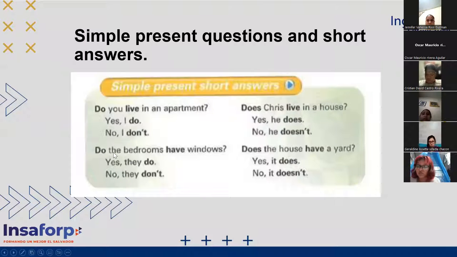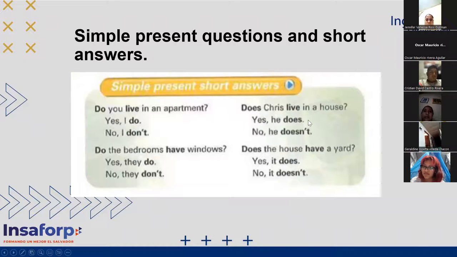Okay? Who wants to read this question? ¿Quién quiere ayudarme a leer? Okay, Patricia, go ahead. La segunda, ¿verdad? Does the bedroom have windows? Yes, it does. No, it doesn't. Okay. Very good. Thank you, Patricia.